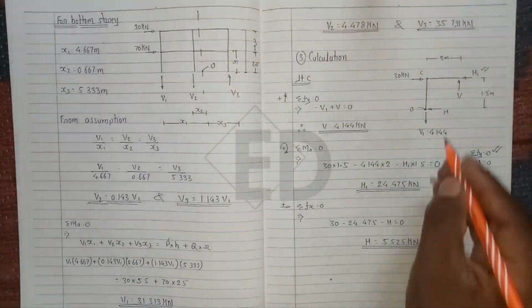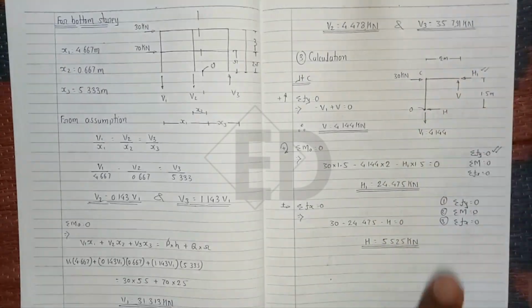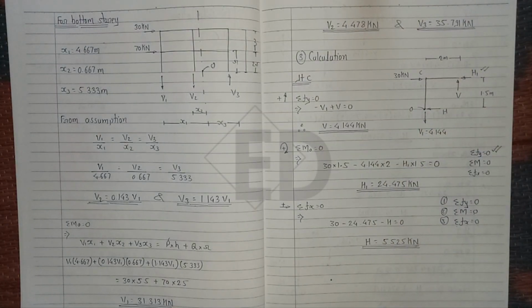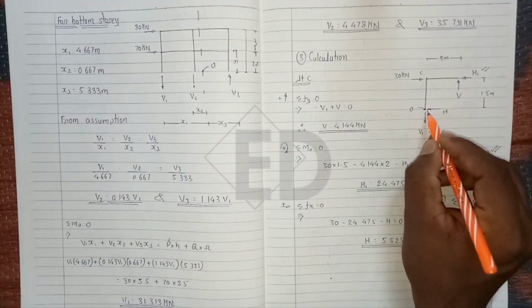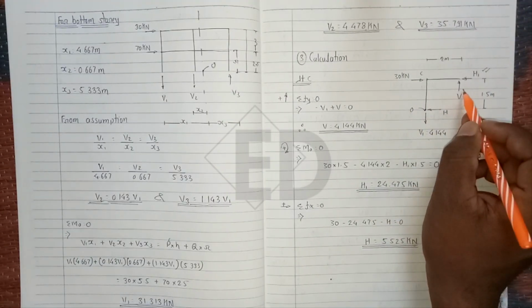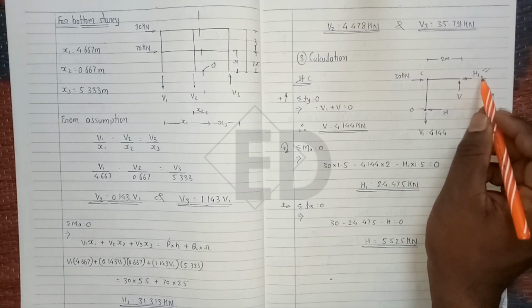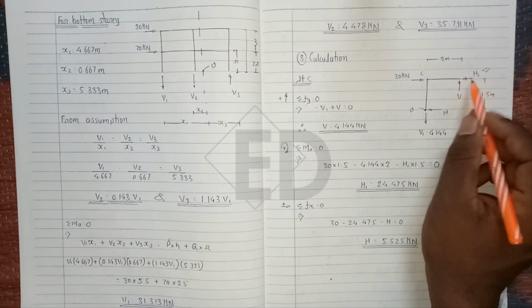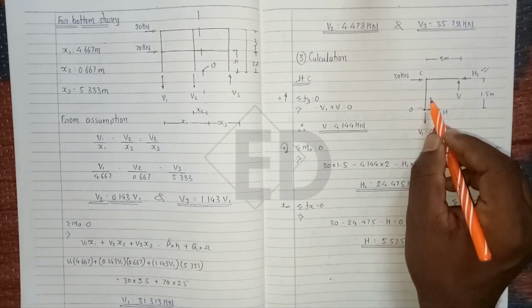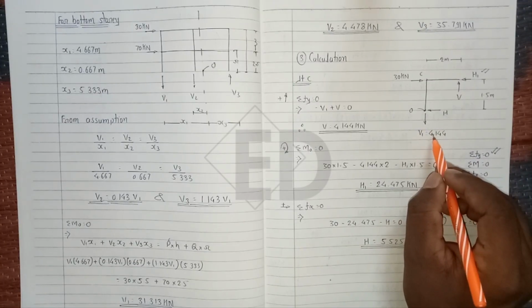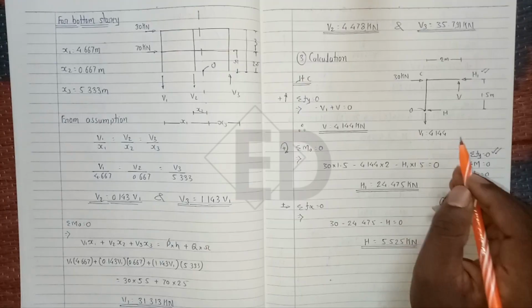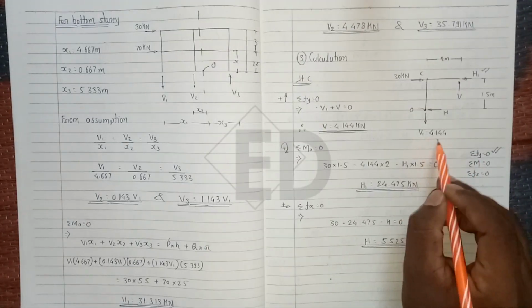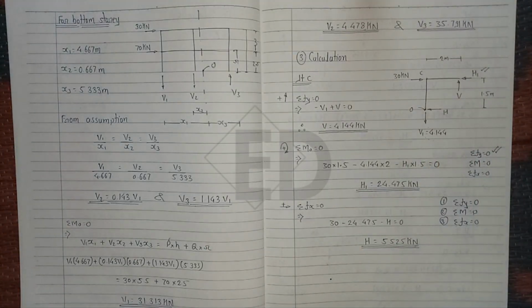Our first assumption is that the point of contraflexure lies at the mid of the span. Once the section is passed, this is the shear taken by the column and this is the shear taken by the beam, this is the axial force in the beam and this is the axial force in the column. We calculate the axial force in the column, that is v1, from the top story: v1 equals to 4.144 kilonewton.